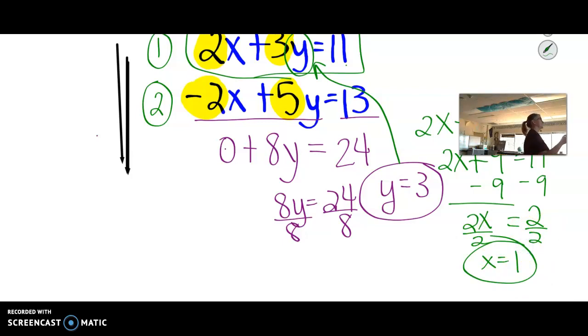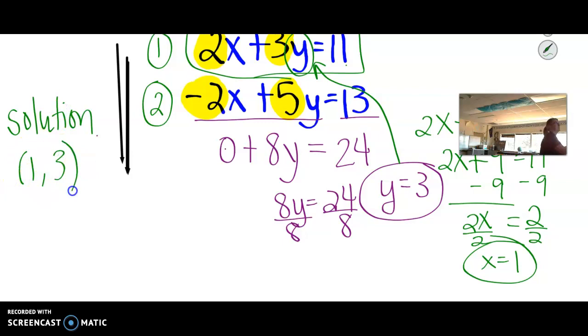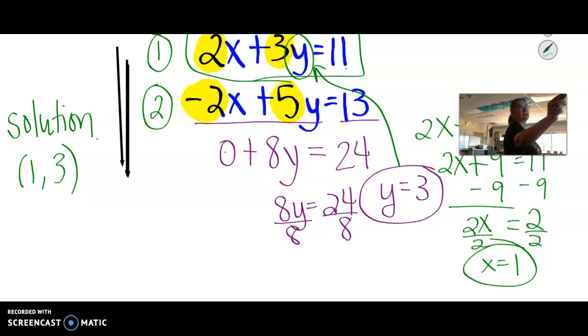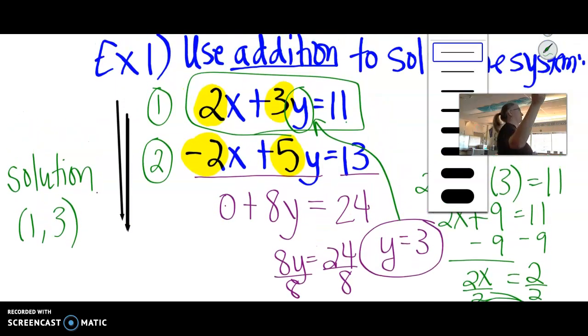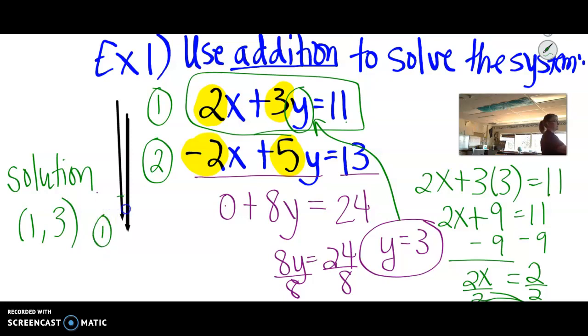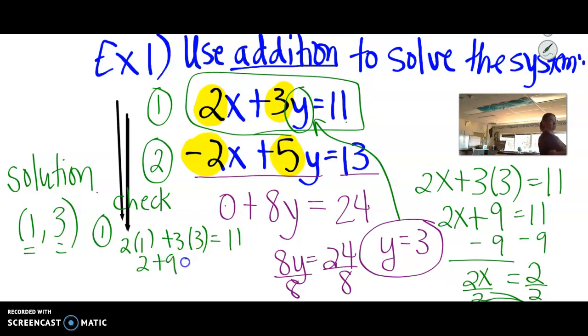So our solution to this system is, remember it's an ordered pair, so it's important to write it in order, (1, 3). And hopefully you recall how to check to see if it truly is a solution, which you should be in the habit of doing. You can check it in equation 1. So this is my check. Equation 1, if I throw in 1 for x and 3 for y, does it equal 11? And we get 2 plus 9 is 11.